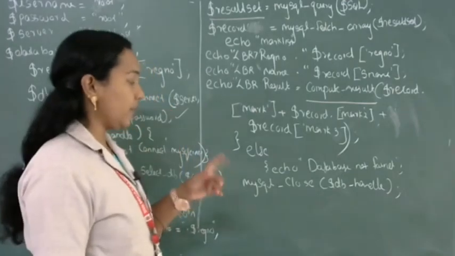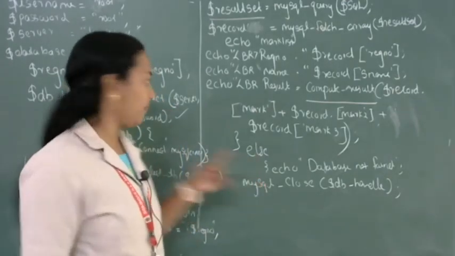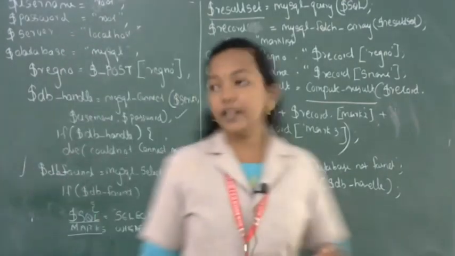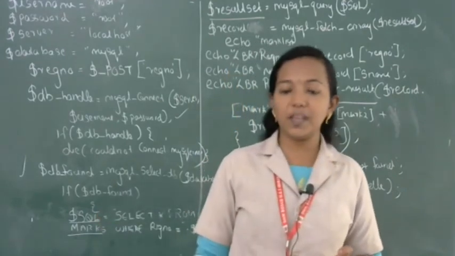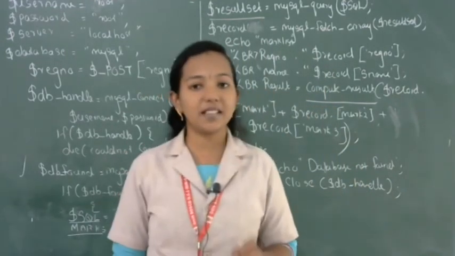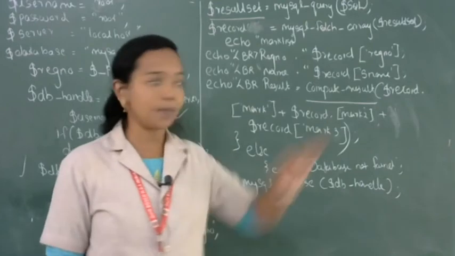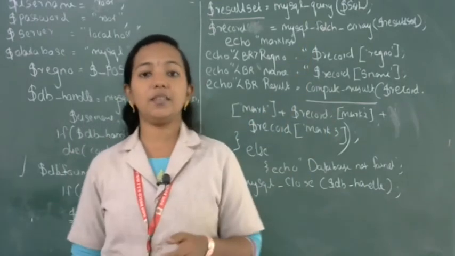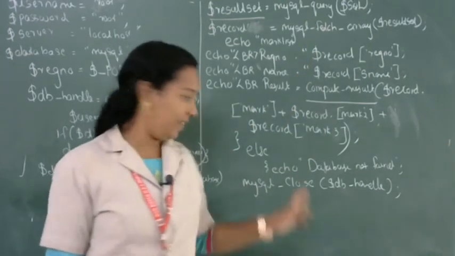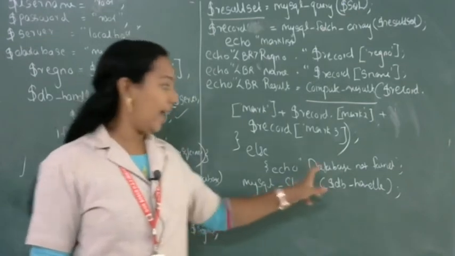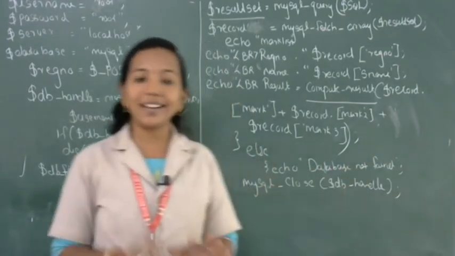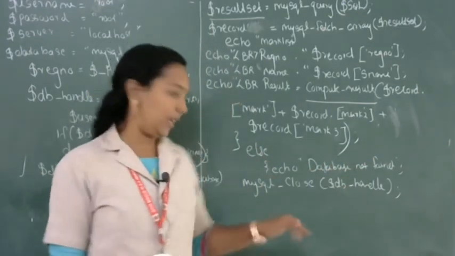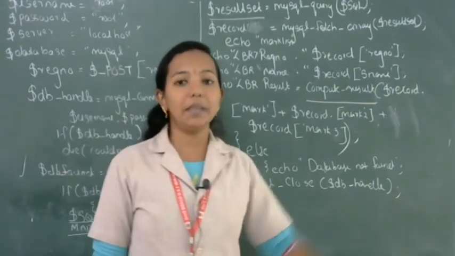Please look at the else part. Here $DB found specifies whether the database is present or not. If the database is present, we execute this statement. If the database is not present, this is the else part: echo database not found. At that moment we terminate with the MySQL close DB handle function.